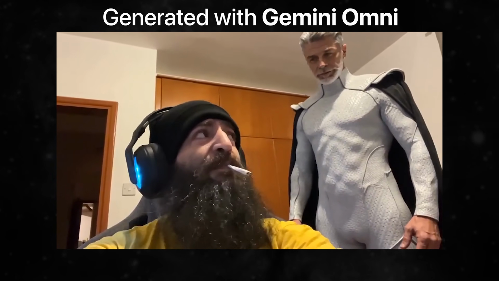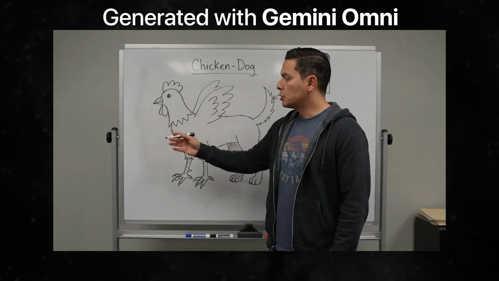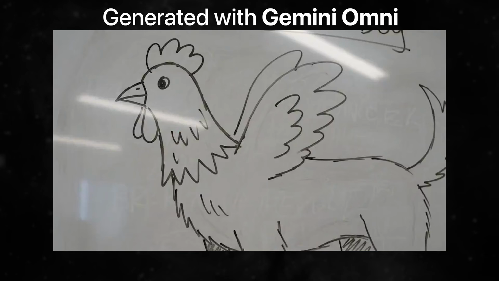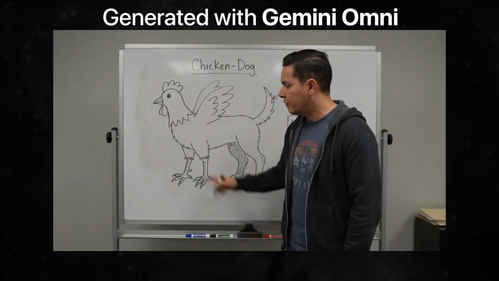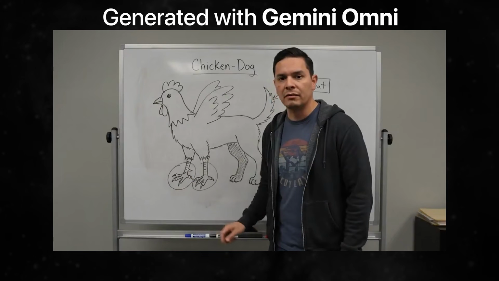We have to go. Observe the primary biological features of the chicken dog. Note the impossible fusion of avian talons and canine anatomy. It is a theoretical masterpiece of cryptid evolution.